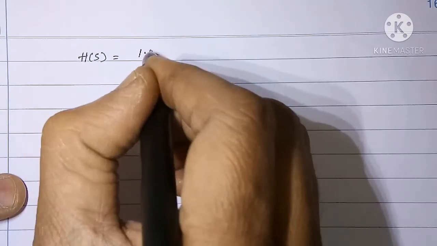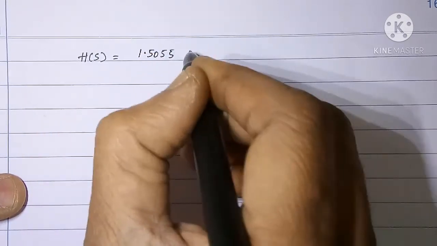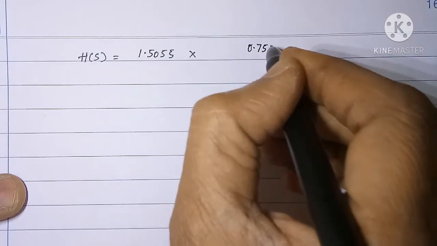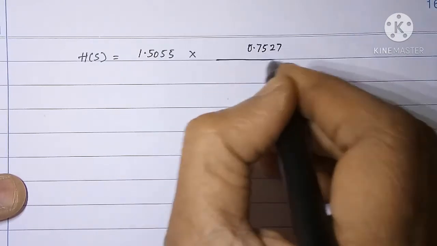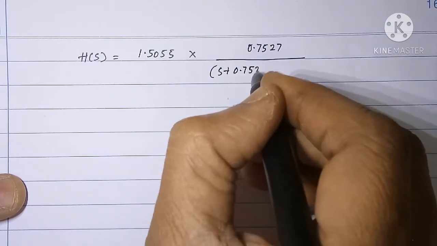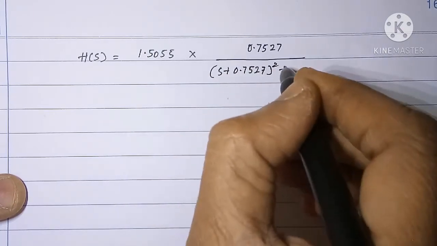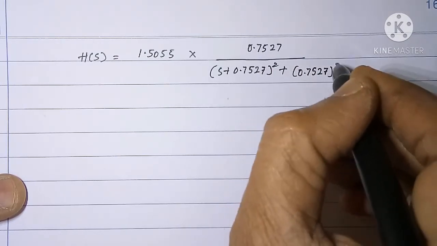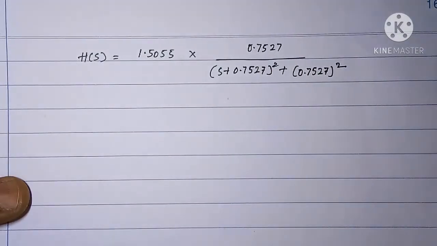Simplifying, we get H of s equal to 1.5055 into 0.7527 divided by (s plus 0.7527) whole square plus 0.7527 whole square.